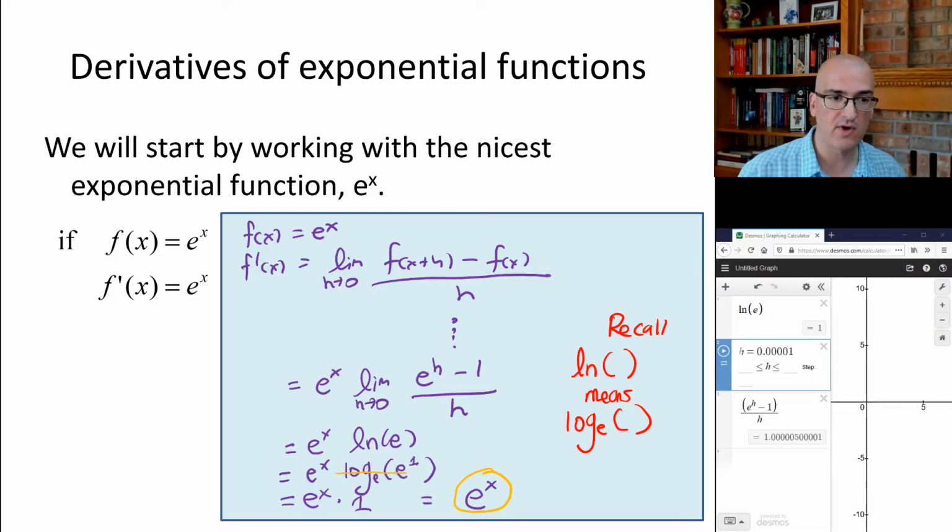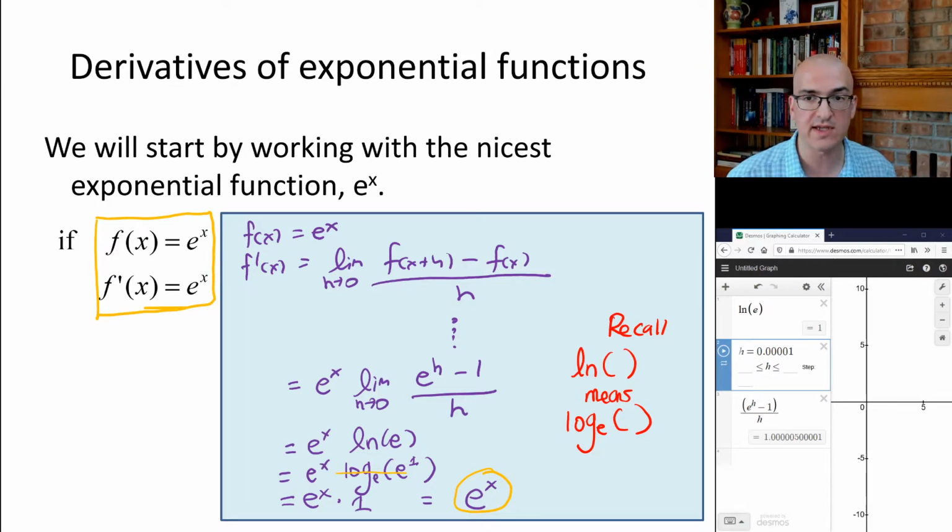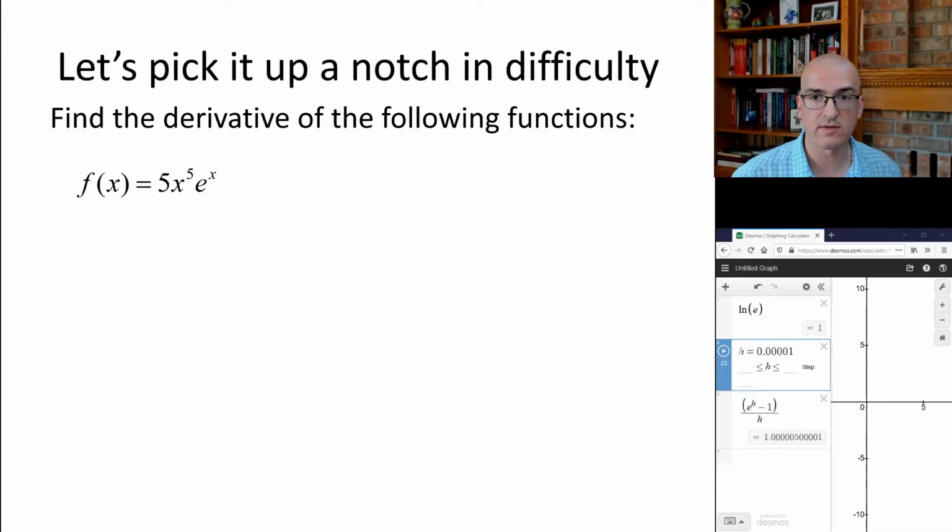We're going to take it and run with it. We're going to see where this takes us. If the derivative of e to the x is e to the x, we'll look at more complicated derivatives. So starting with this one, what is the derivative of 5x to the 5 multiplied by e to the x? The fact that we are now working with a different function type does not mean we have to go back and rederive or check our product rule, our quotient rule, or even our chain rule.